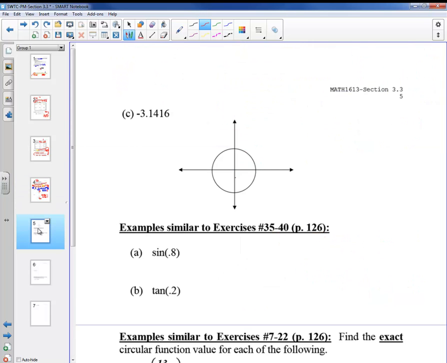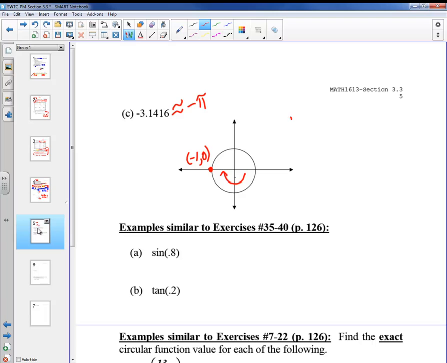Let's do another one, and this one is negative 3.1416, which is not exactly pi or negative pi, but it's pretty close. So when you draw your angle, it will be about right there. So we're looking at this point of intersection, which is negative 1, 0. So that's the angle negative 3.1416, because it's approximately negative pi. So that's negative 1, 0.